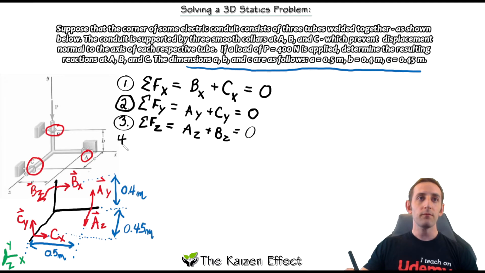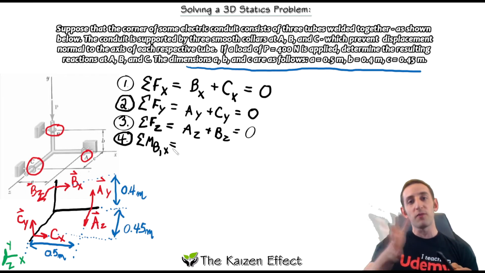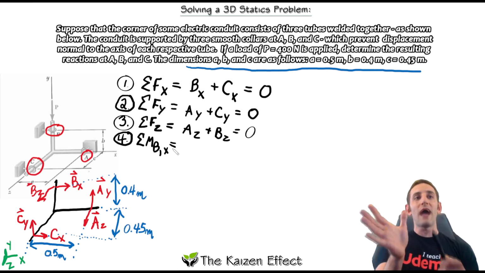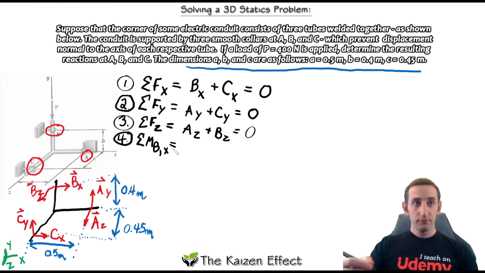So what I'm going to do for number 4, I'm going to sum the moments at B along the x-axis. What this is saying is that the moments, basically the forces and the lever arms between where they're applied, are going to act in such a way that it tries to rotate this around the x-axis. So it's sort of like rotating around that point right there. So, okay, I guess I'll write it up.